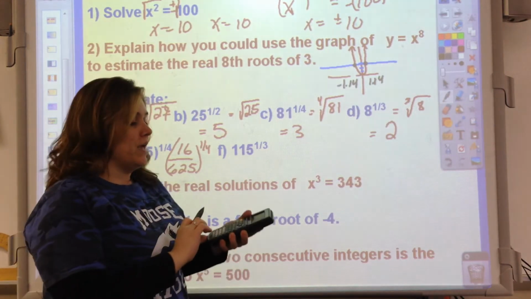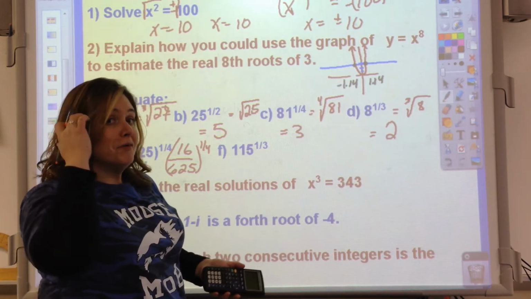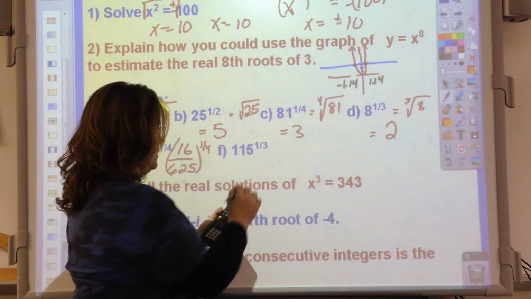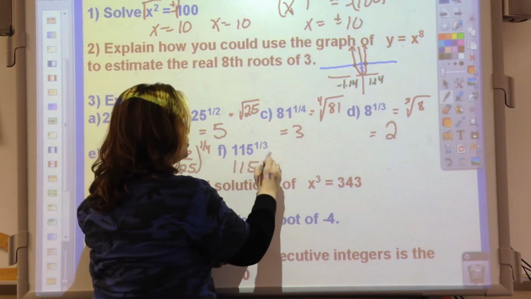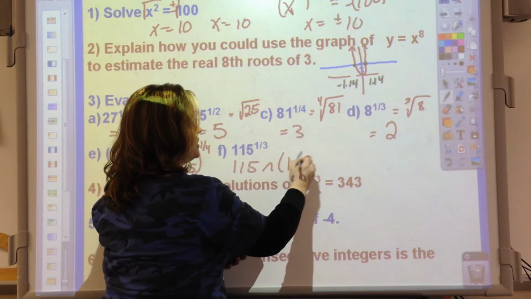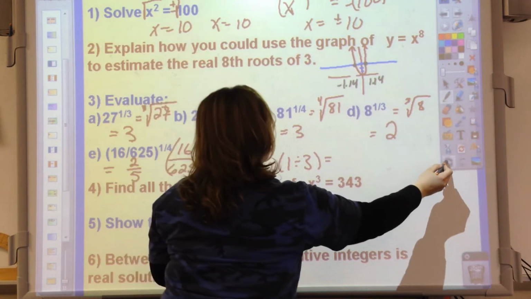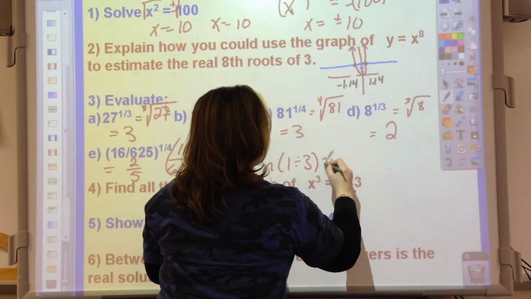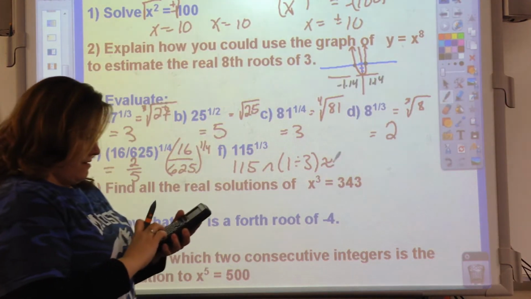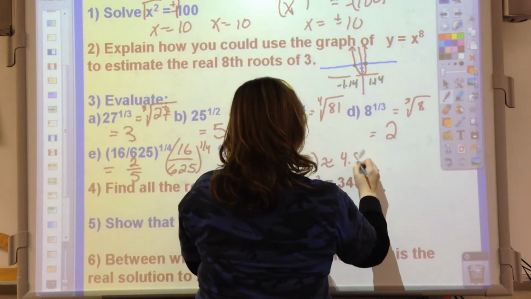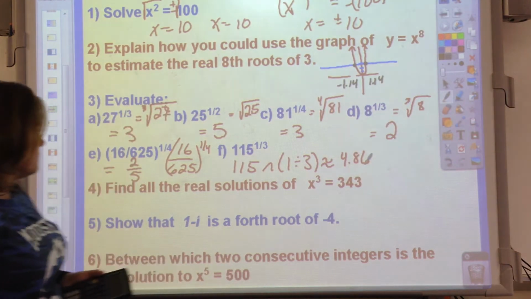And finally, 115 to the 1/3. This we're not going to be able to simplify in our heads, so we're going to have to use our calculator. So type in 115, and then use your caret symbol and do in parentheses 1 divided by 3. And this isn't going to be exact, so let's say it'll be approximately 4.86. Let's use 2 decimal places.